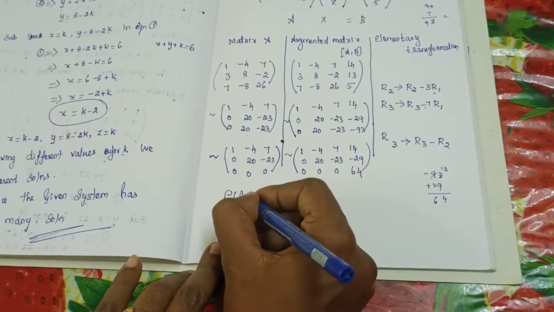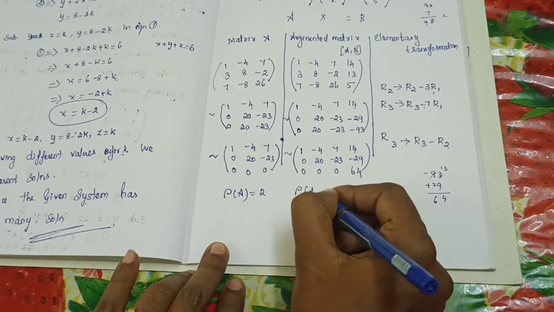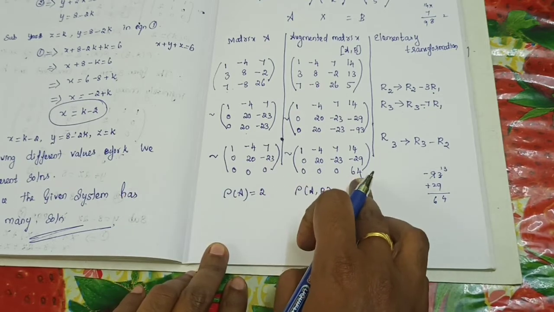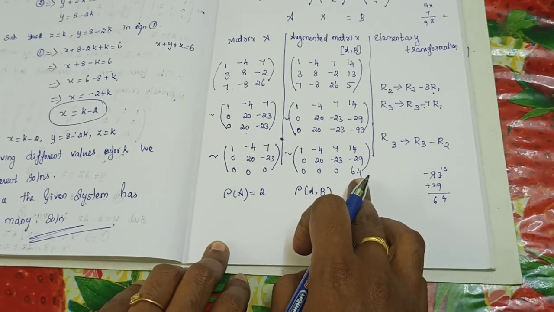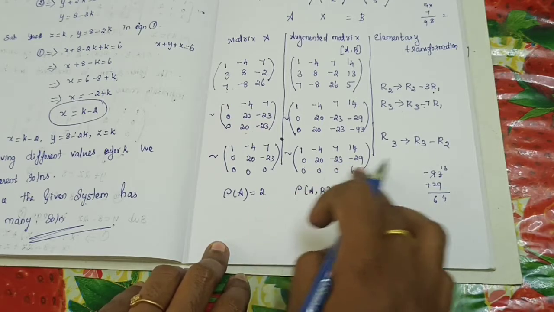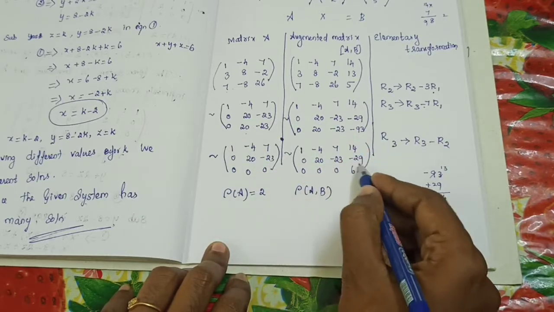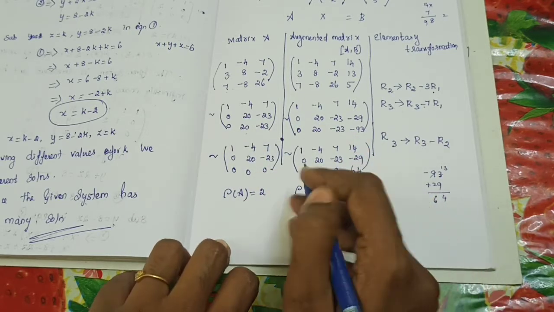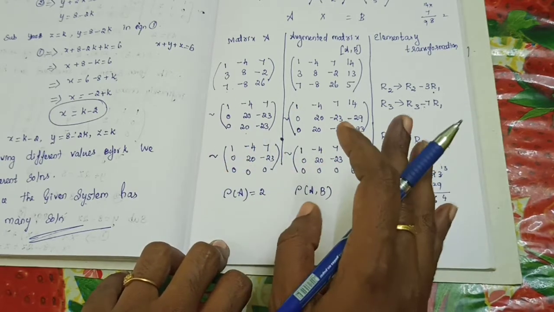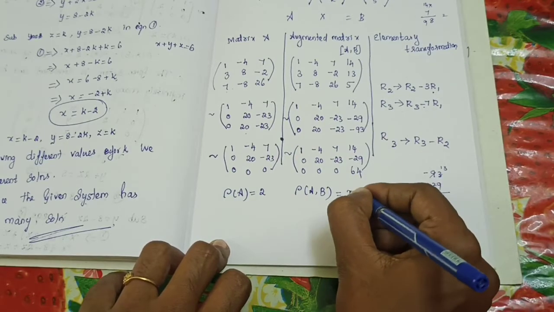So how many non-zero rows are here? Rank of A, 2. Is it right? Rank of A, comma B, how many non-zero rows are there? This is also a non-zero row. I said this already. If it is a zero row, it means all the elements must be 0. Non-zero row means even if only one element is there, you will say it's a non-zero row. Element means it's a non-zero number, other than 0. Okay. So it's equal to 3.